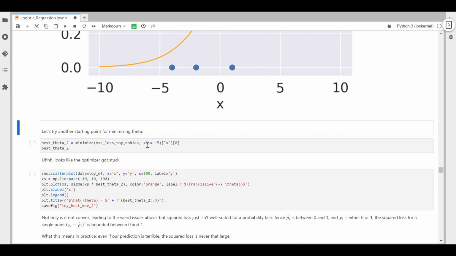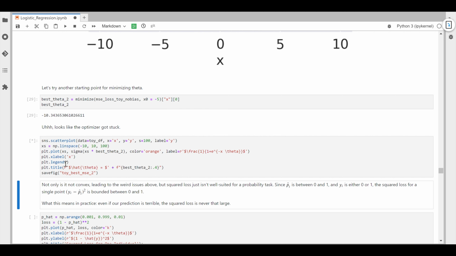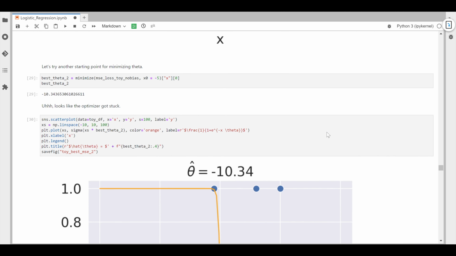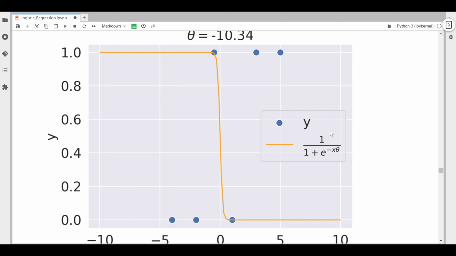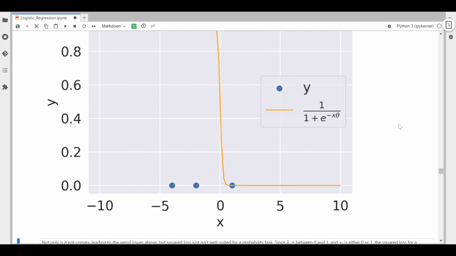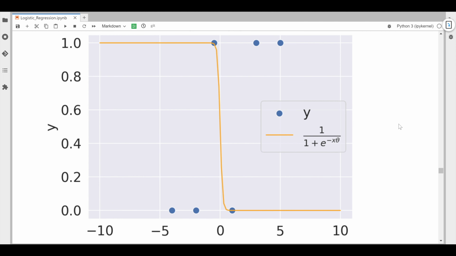So now if I started instead at -5 and I run this, well, now it's telling me that the best theta is -10, which I know is not true. And when I go plot the fit with that theta being -10, I mean, that looks horrible, right? That's not a good S-curve for my data. And so part of the issue that comes in with using squared loss is the fact that I won't necessarily always get the right minimum.